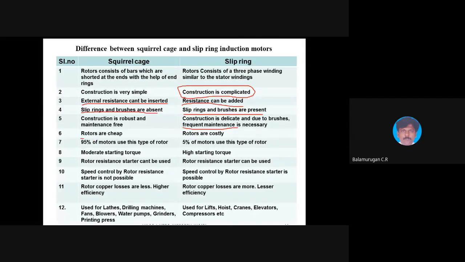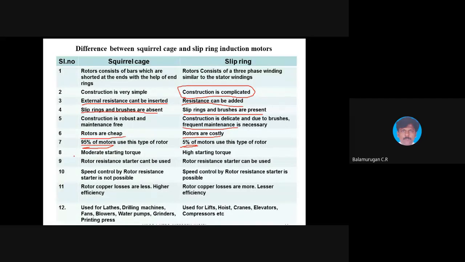Here the rotor is cheap because we are not having any additional elements. Here the rotor will be costly. 95% of the motors use the squirrel cage type of induction motor. Only 5%, where you need variable speed applications, go for the slip ring induction motor. Where you need a high starting torque with the load, like lift, hoist, crane, elevator, in these applications we'll go for the slip ring type of motor.